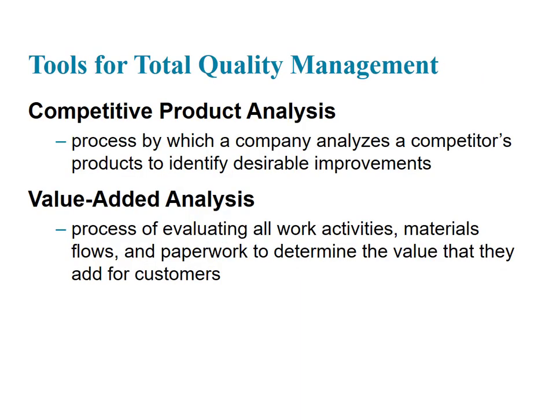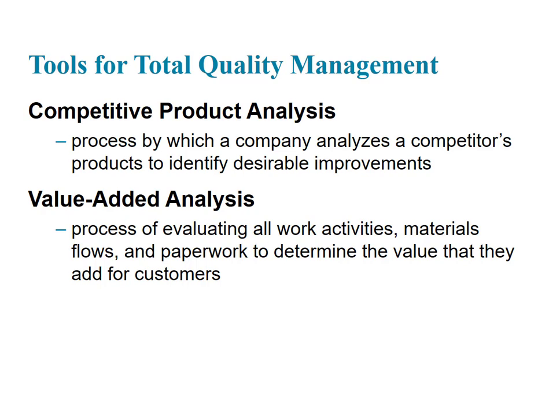Now, there are hundreds of tools that have proven useful for quality management, ranging from statistical analysis of production data to satisfaction surveys that we send out to customers, have them complete, to competitive market analysis, which is just a process by which a company analyzes a competitor's products to identify any type of desirable improvements. Now, 5 of the most commonly used tools for TQM are going to be value-added analysis, quality improvement teams, getting closer to our customers, the ISO standard series, and number 5 is business process reengineering.